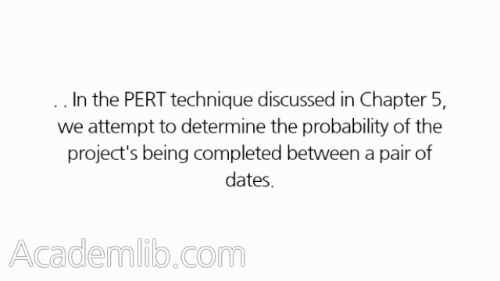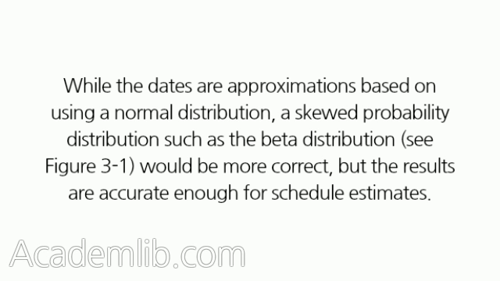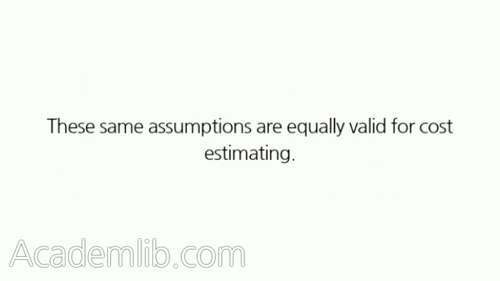In the PERT technique discussed in Chapter 5, we attempt to determine the probability of the project being completed between a pair of dates. The range of dates is the expected completion date of the project plus or minus 2 standard deviations calculated using the equations above. While the dates are approximations based on using a normal distribution, a skewed probability distribution such as the beta distribution, see Figure 3.1, would be more correct, but the results are accurate enough for schedule estimates. These same assumptions are equally valid for cost estimating.